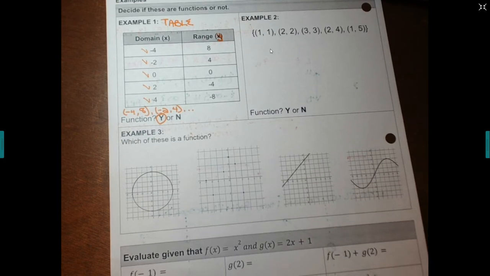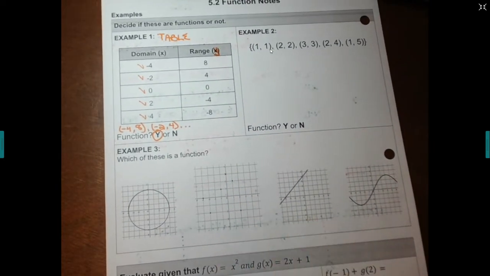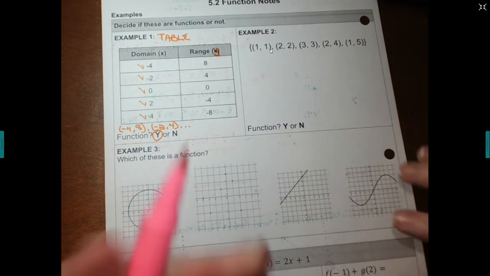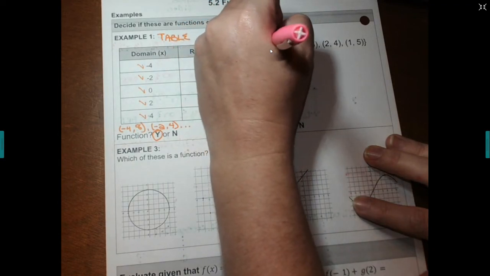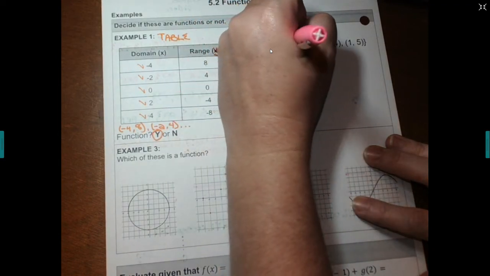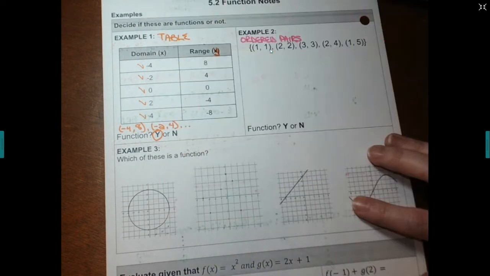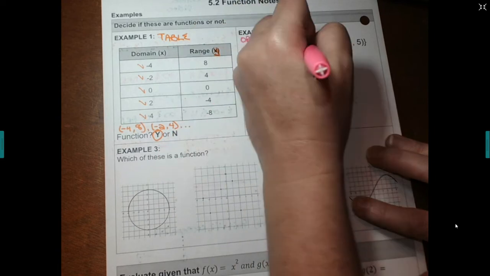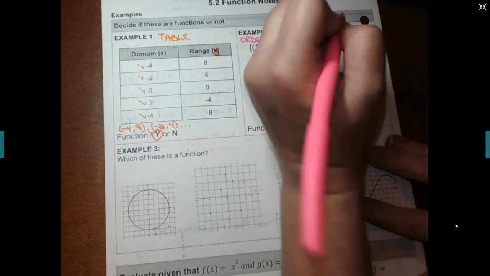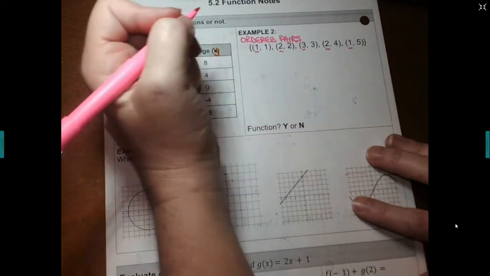Next up, make sure I'm on the right color. We all know that that's very important. Okay, next up, we have example 2. This is ordered pairs. And again, I know that I am looking purely at my x values when I'm trying to decide if something is a function or not. So I look at my 1, 2, 3, 2, 1. Uh-oh. Do I have any repeats?